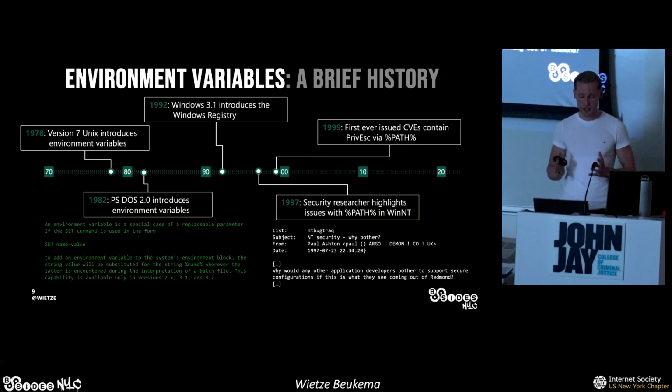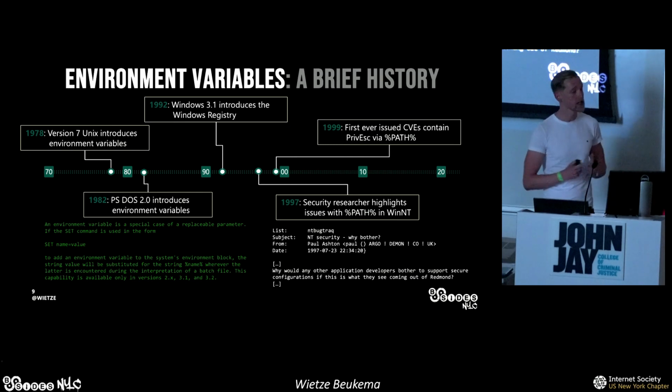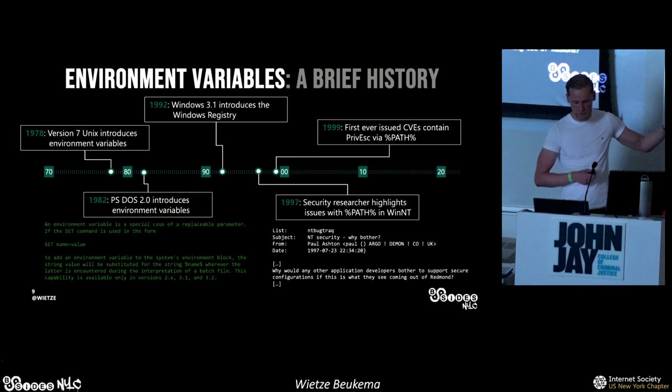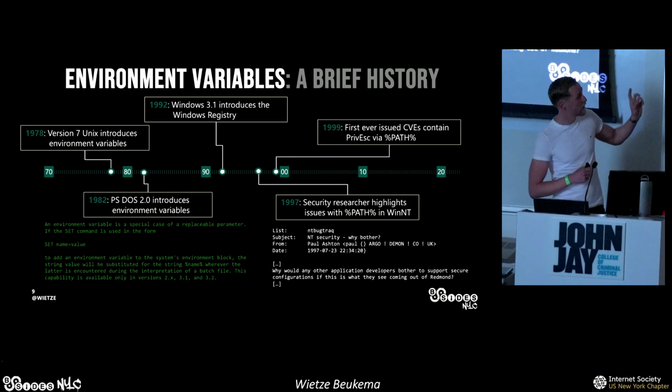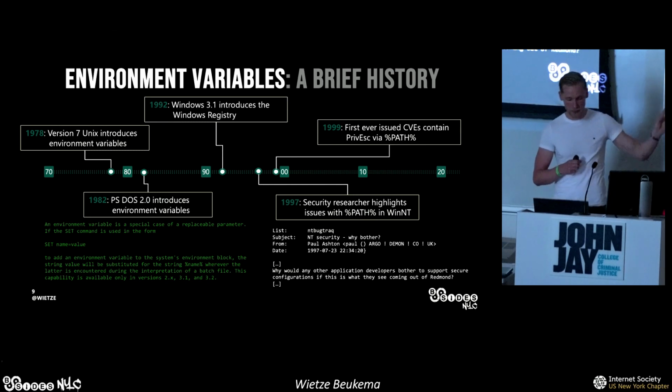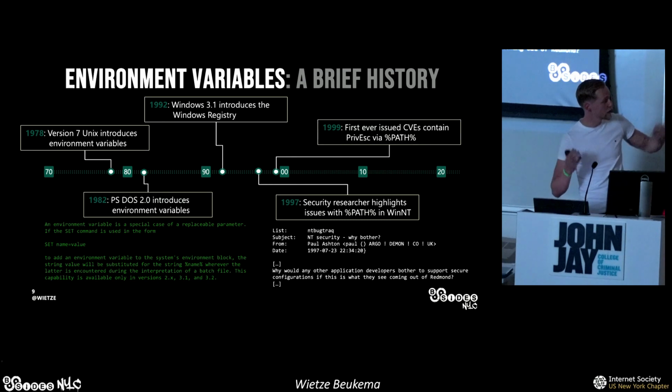In fact, it was so popular that only 4 years later, PC-DOS 2.0, which would later form the foundation for Windows, would also include it. This is a little excerpt from the release notes, the documentation, and it's remarkable how it's pretty much still the same in 2023. So it says, environment variable is a special case of a replaceable parameter. In the command prompt, use set, and then name of the variable equals value. So that is pretty much still how you do it. Percentage signs for using it in scripts, unchanged ever since.